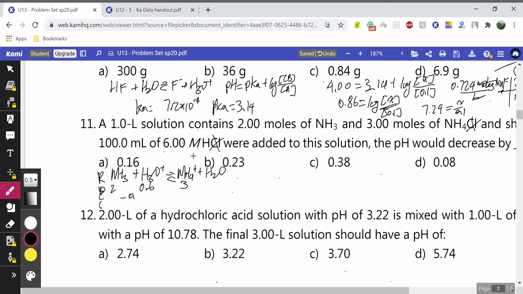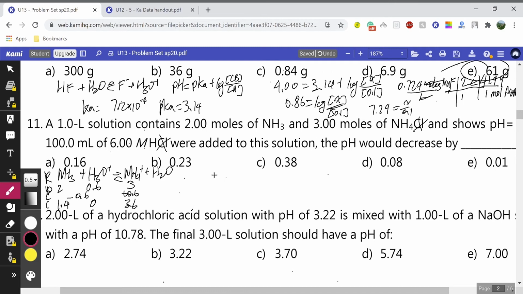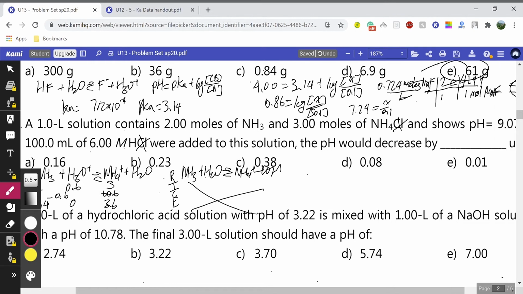Now subtract both of these by 0.6, this will be 0 over here, and this will be 1.4. Now you add 0.6 to this, you get 3.6 over here. Now let's use this and form a RICE chart. So this will be NH3 plus H2O, forming NH4 plus and OH minus. We don't have to do all of this because we can use the HH equation.